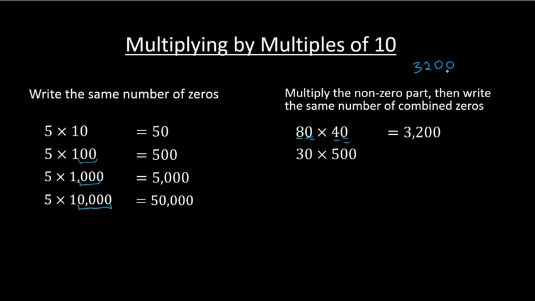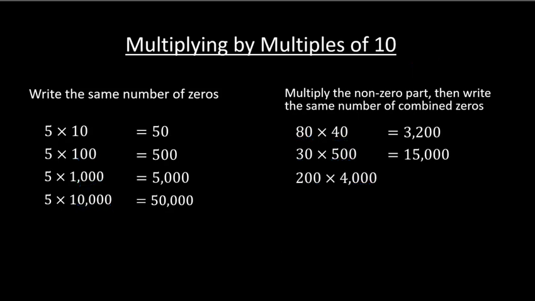Let's try another example. See if you can do this one on your own. Here we have 30 times 500. Well, for this one, we multiply the non-zero part. So the 3 and the 5 we can multiply, and that would give you 15. And then the combined number of zeros would be 1, 2, 3. So we have 3 zeros we must put after 15, and that gives you your answer of 15,000.